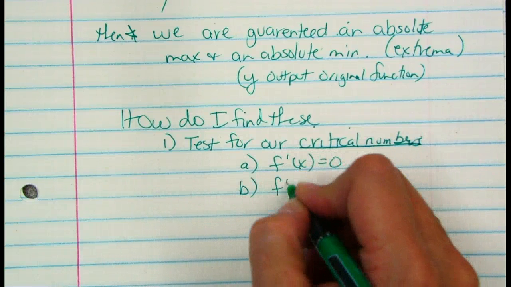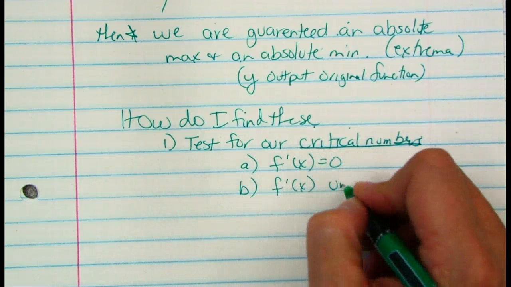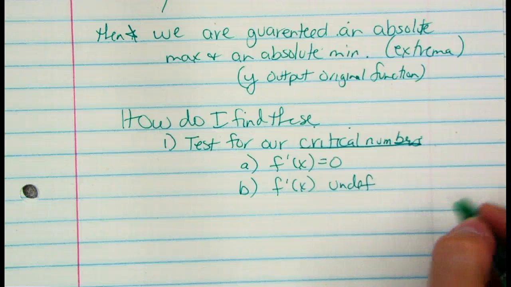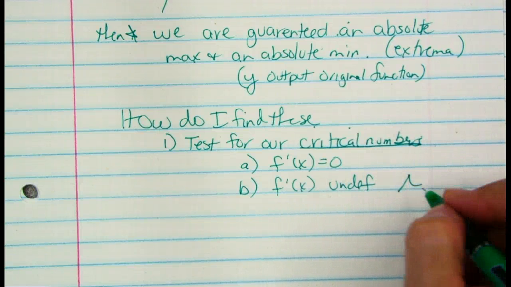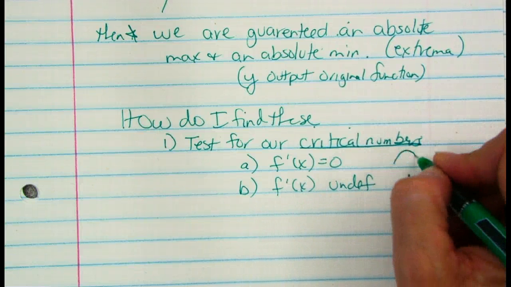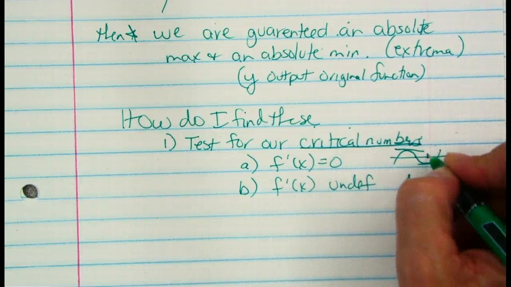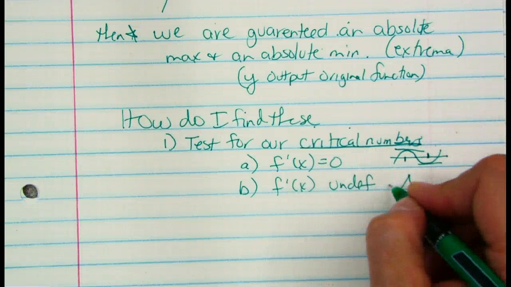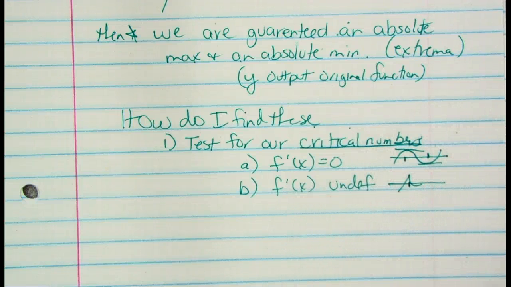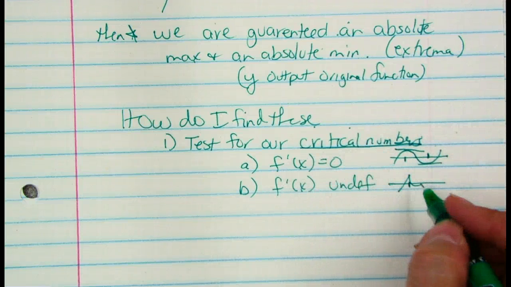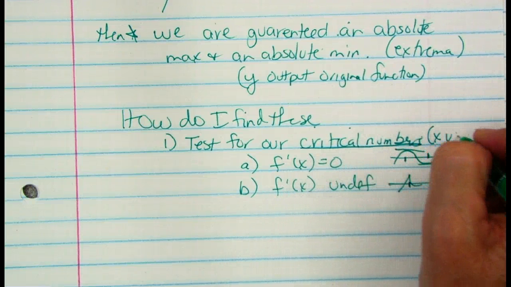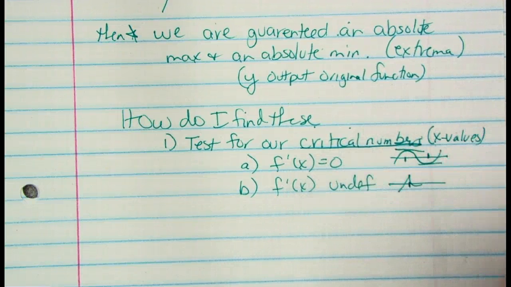And b, when I take the first derivative, where is it undefined? Maybe it's that cusp or that sharp corner. For here, it's our relative max and min at what x value? So on my x-axis, what x value do I have at that cusp? Those are my critical numbers, my x values. Let me write that down for you.